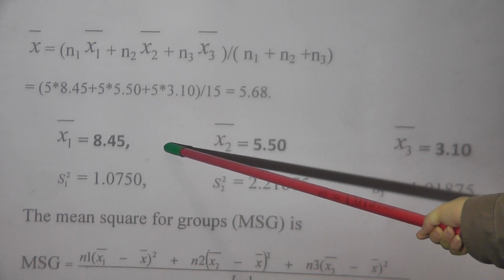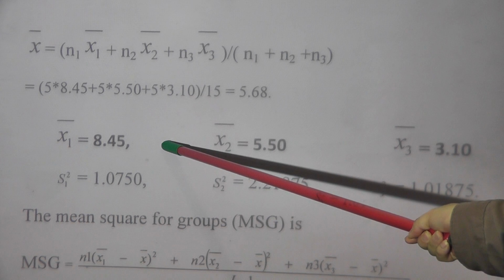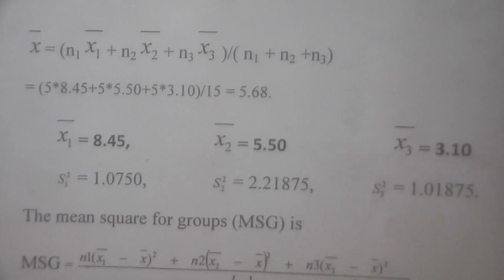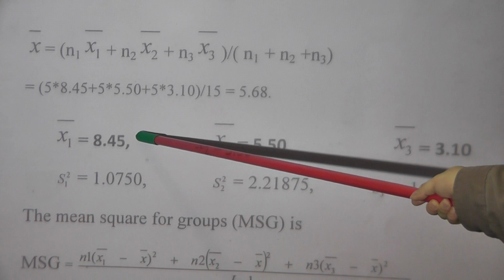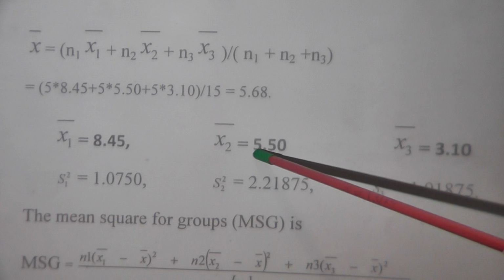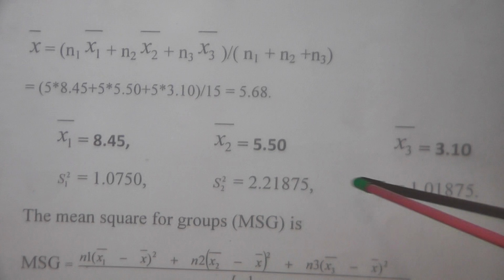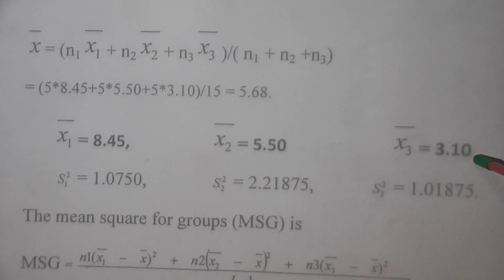First one, the first group has a sample mean equal to 8.45. That means for the 5 couples we selected for their first marriage, the average duration of their marriage is 8.45 years. For the 5 couples we selected in our second group, their second marriage lasts 5.5 years. For the third group of 5 couples, we have a sample mean of 3.10.